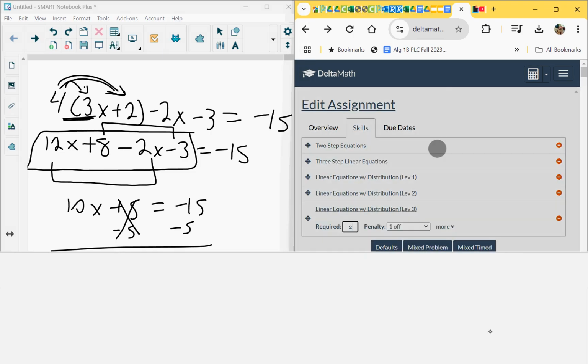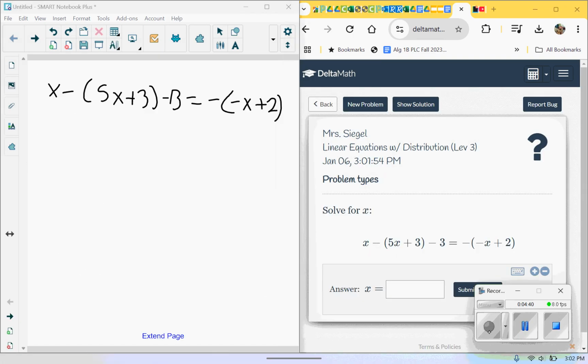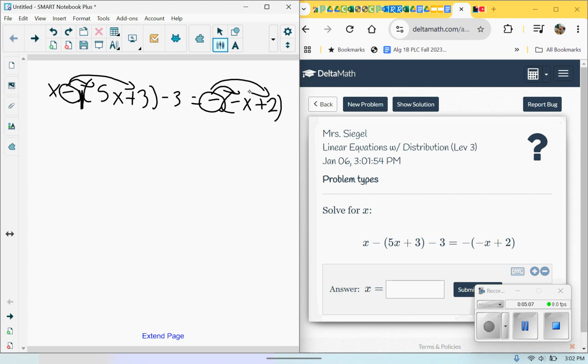Okay, let's go to the last one. And we have this problem. So what we're going to do is, again, we're just going to distribute what's in the parentheses. What's weird about this one is what we're distributing is actually the negative. So we're going to think about this kind of like a -1, and we're going to distribute that there and also to this term and this term.